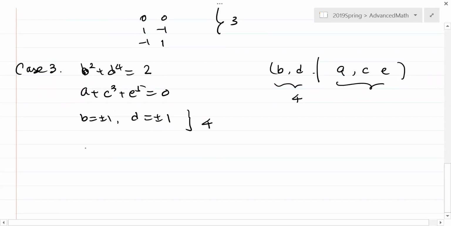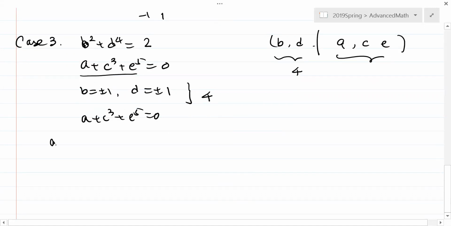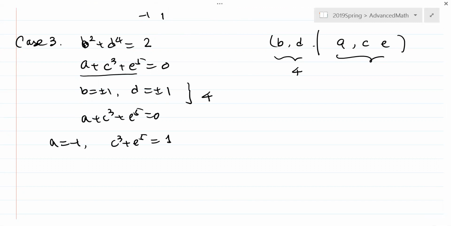Now the trouble is this one. Okay, it's a 3 unknowns. The idea is still the same. Okay, the idea is you begin with it's too many numbers. That's difficult. So begin with -1. When a equals -1, CQ plus e to the 5th is going to be 1, because otherwise the sum is going to be 0. Then you know that there's only 2 solutions, 0, 1, 1, 0. So it's 2.